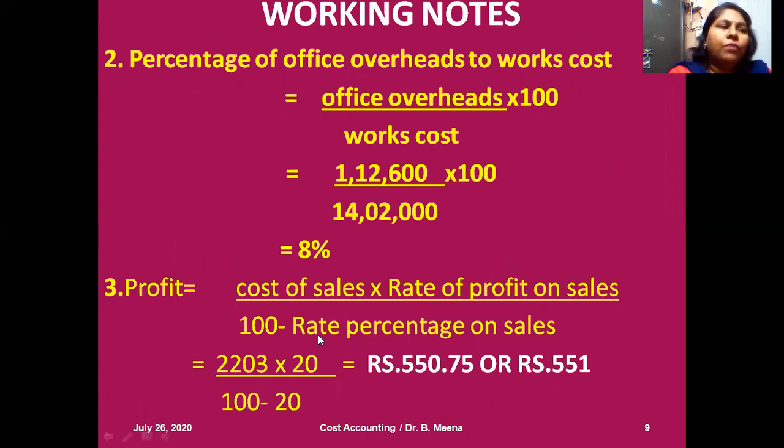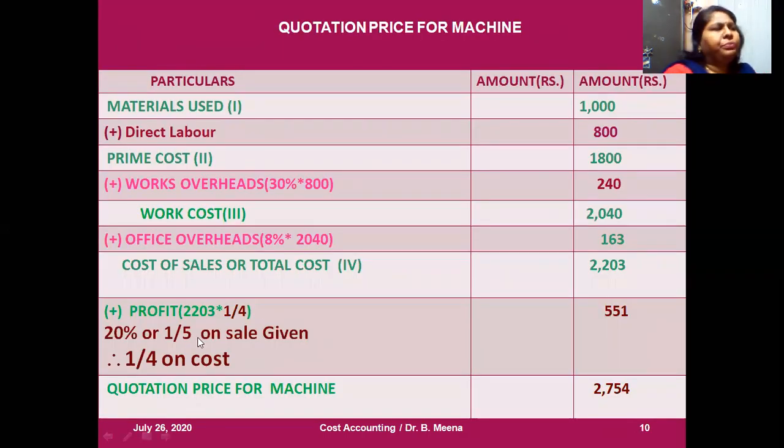Okay. So either you can work it out by applying the formula, or else I will teach you another way. 20 percentage on sale, we can say 1 by 5 also. That is 20 by 100. If you simplify, what proportion will you get? 1 by 5. If 1 by 5 on sale, what is it on cost? 1 by 4 on cost. You know very well why we need the conversion, because I know about the cost. After considering the prime cost, work cost, and total cost, the ready-made information available with us is only the total cost.